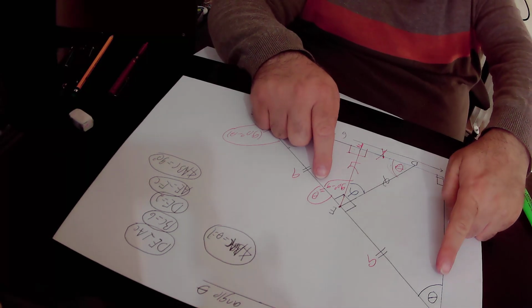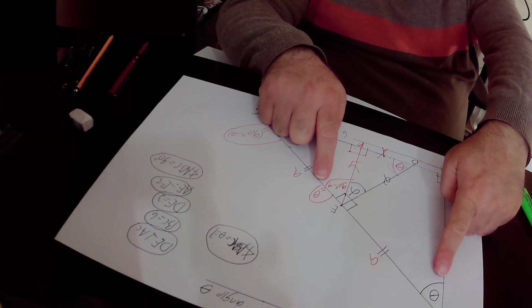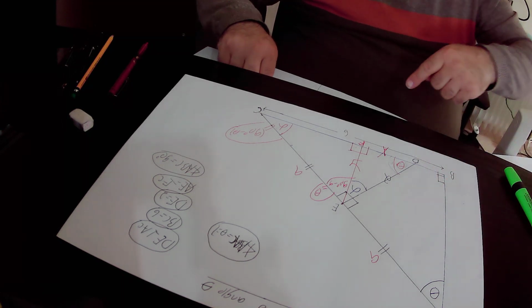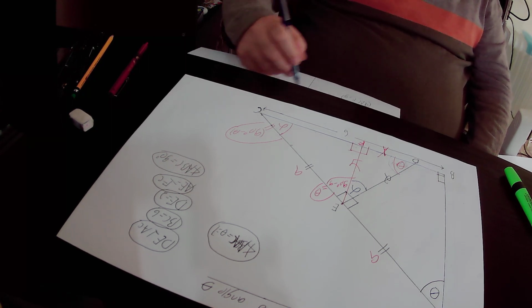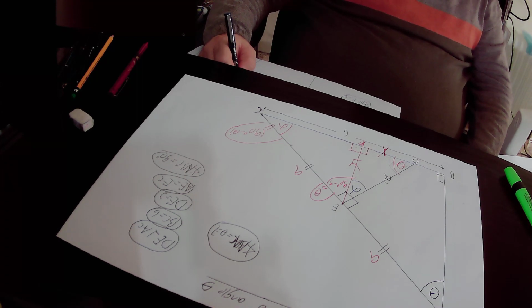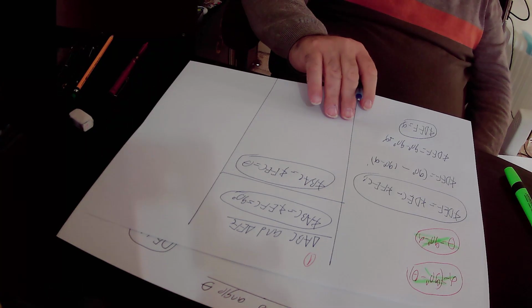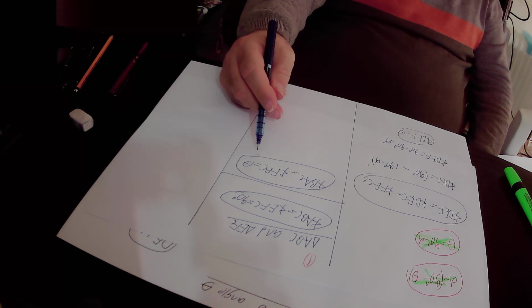In addition, those two angles are both equal to theta, therefore they are equal to each other. So angle BAC of triangle ABC is equal to this angle that is actually angle FEC, and both angles are equal to theta. I'll repeat again, angle BAC of triangle ABC equals angle FEC of triangle EFC, and they are both equal to theta.